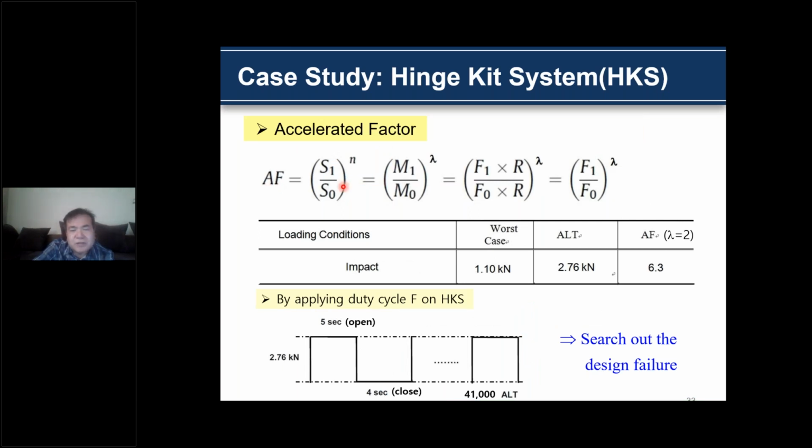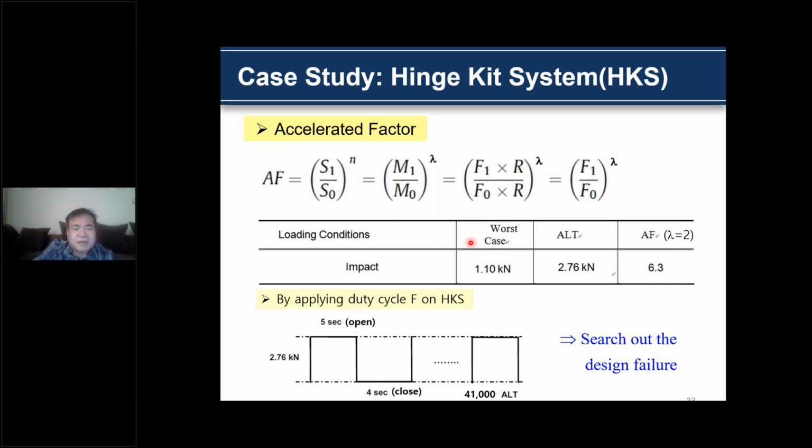Accelerated factor is dependent on the ratio of the force. For most of occasion, the impact is 1.1. For accelerated testing, we increase the impact to 2.8. We supposing lambda 2, we can calculate accelerated factor 6.3. By applying the duty cycle, we can search out the design failure.